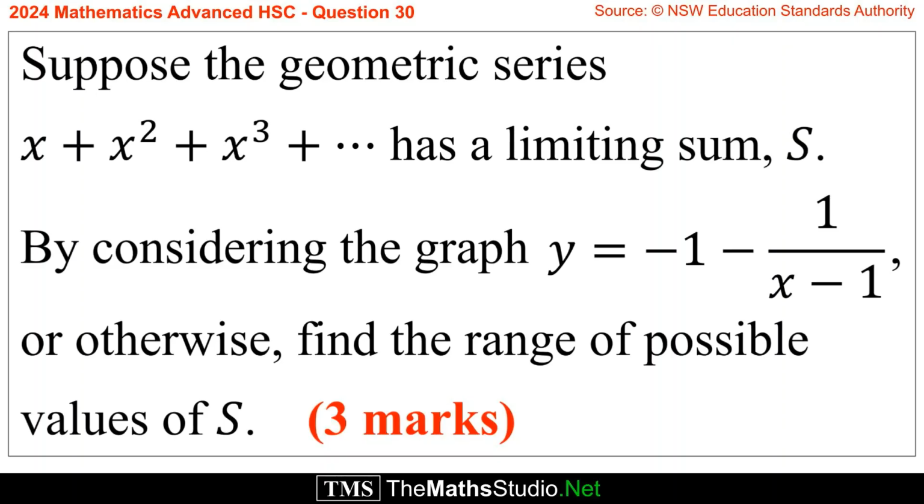Question 30. Suppose the geometric series x plus x squared plus x cubed and so on has a limiting sum s. By considering the graph y equals -1 minus 1 over x minus 1, or otherwise, find the range of possible values of s.